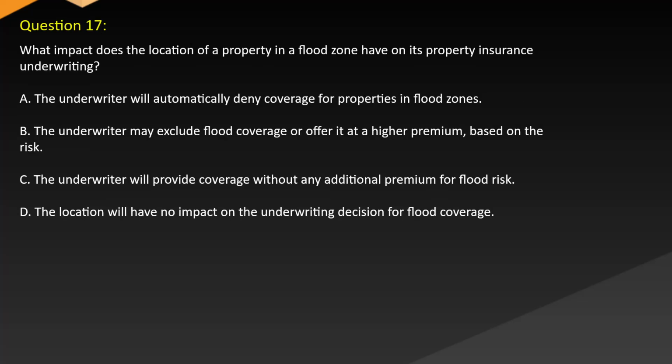Question 17. What impact does the location of a property in a flood zone have on its property insurance underwriting? A. The underwriter will automatically deny coverage for properties in flood zones. B. The underwriter may exclude flood coverage or offer it at a higher premium based on the risk. C. The underwriter will provide coverage without any additional premium for flood risk. D. The location will have no impact on the underwriting decision for flood coverage.